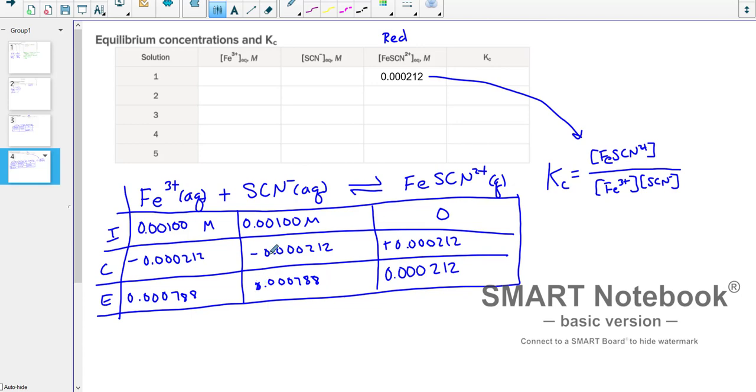So once we have this, we have the equilibrium concentrations, and we can plug them in to our equilibrium expression, and that will give us Kc. And then you need to repeat it for the other 4 remaining solutions.